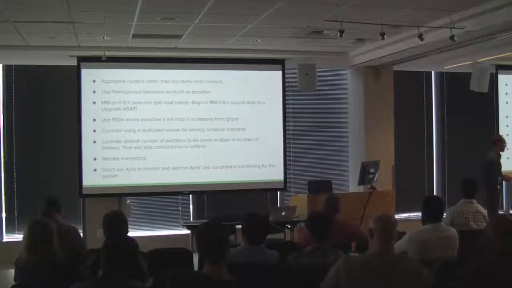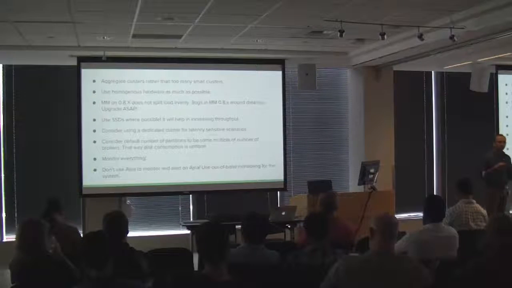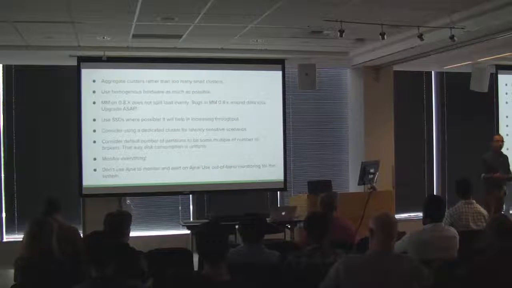Consider making the default number of partitions a multiple of the number of brokers in the system, and that helps with a uniform increase and decrease in the disk capacity. So you won't run into an issue where a particular broker becomes too hot because a particular partition became too hot.